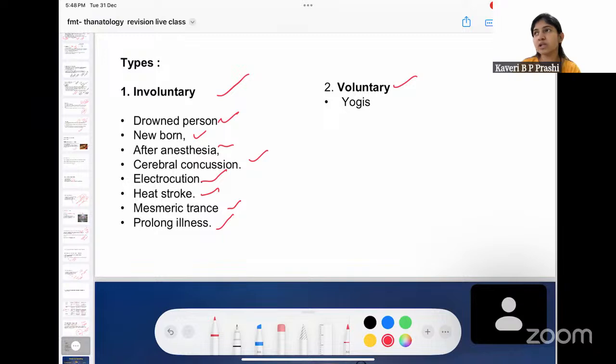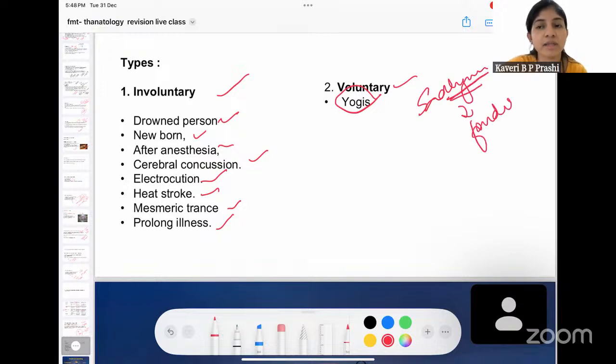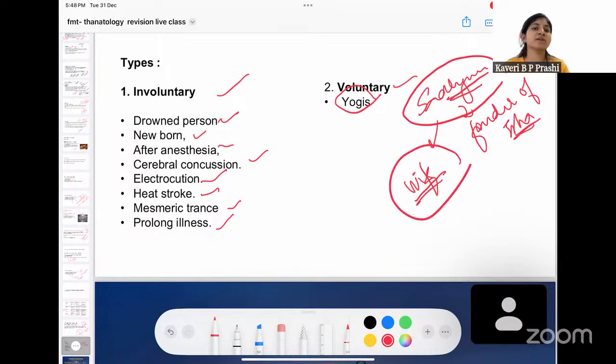And coming to the voluntary cases, it is seen in yogis. So if you know Sadhguru, who is none but the founder of Isha Foundation, this person is very famous. This person's wife is presumed to be dead because she voluntarily withheld the functioning of her body. A lot of yogis do this, but they voluntarily stop their breathing and circulation.